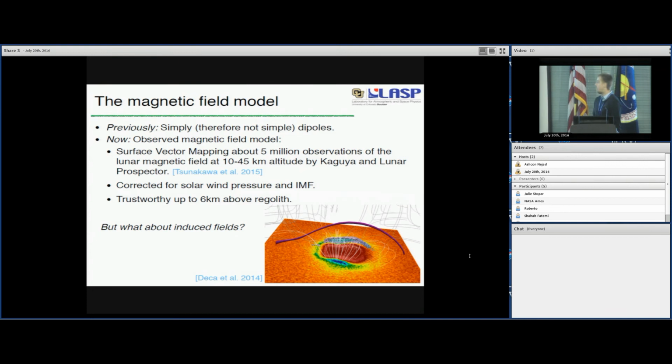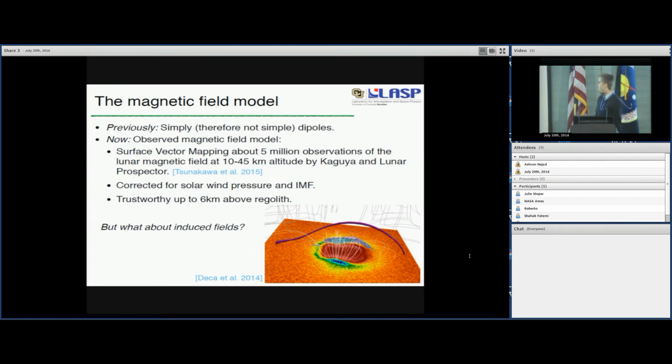They corrected this observed field for the solar wind pressure and the interplanetary magnetic field. And they say in their paper it's kind of okay to use it up to 6 kilometers above the surface. Today, however, I will use it all the way until the surface for the lack of anything better.